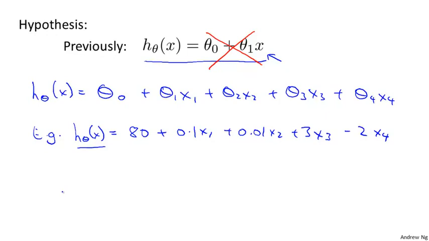This is saying that the base price of a house is maybe 80,000 plus another 0.1, so that's an extra $100 per square foot. Plus the price goes up a little bit for each additional floor that the house has. So x2 was the number of floors, and it goes up further for each additional bedroom the house has, because x3 was the number of bedrooms, and the price goes down a little bit with each additional year of the age of the house.